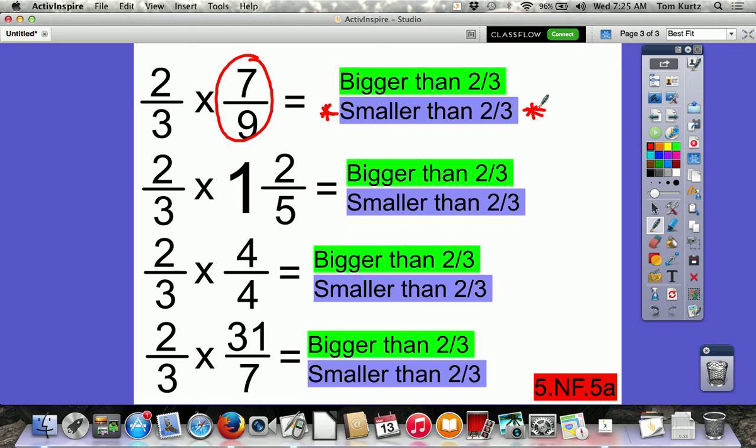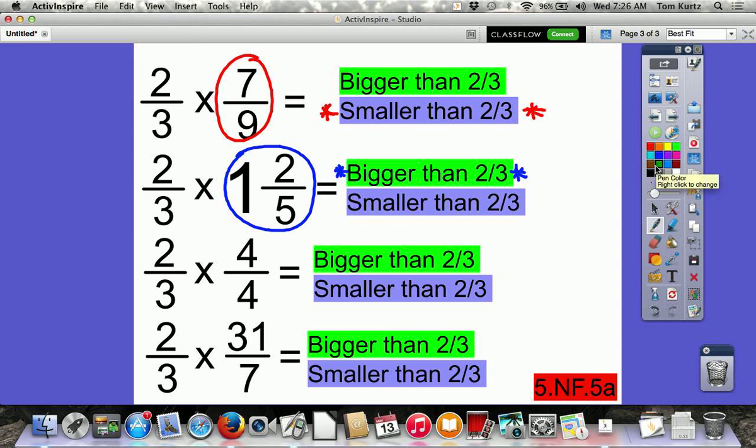Let's look at the next one, 2/3 times 1 2/5. In this particular case, we have a mixed number. And a mixed number means it's bigger than 1. So if you multiply 2/3 times anything bigger than 1 whole, you're going to get an answer that is bigger than 2/3. The next one, 2/3 times 4/4.